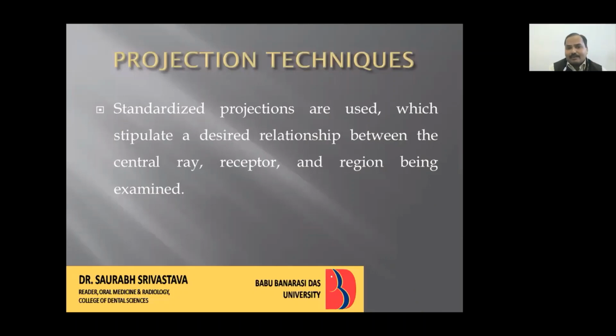What the statement means is that whenever we are taking a standardized projection, we need to see that our central ray, which is coming out of the collimator, and the receptor, are placed in line with the region being examined, the area of interest. Because if any of the three are not aligned properly, the area of interest may not be radiographed.